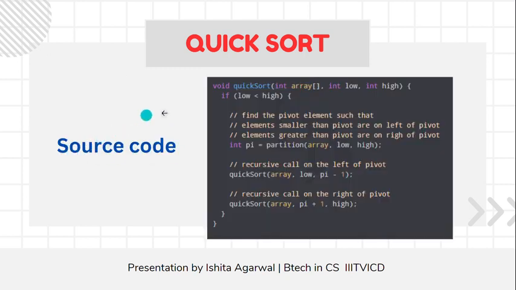So what is the source code? We will run this loop while low is less than high, and we are selecting the pivot element in pi. Then we are performing the same quicksort function in the leftmost portion and then the rightmost portion of the pivot.